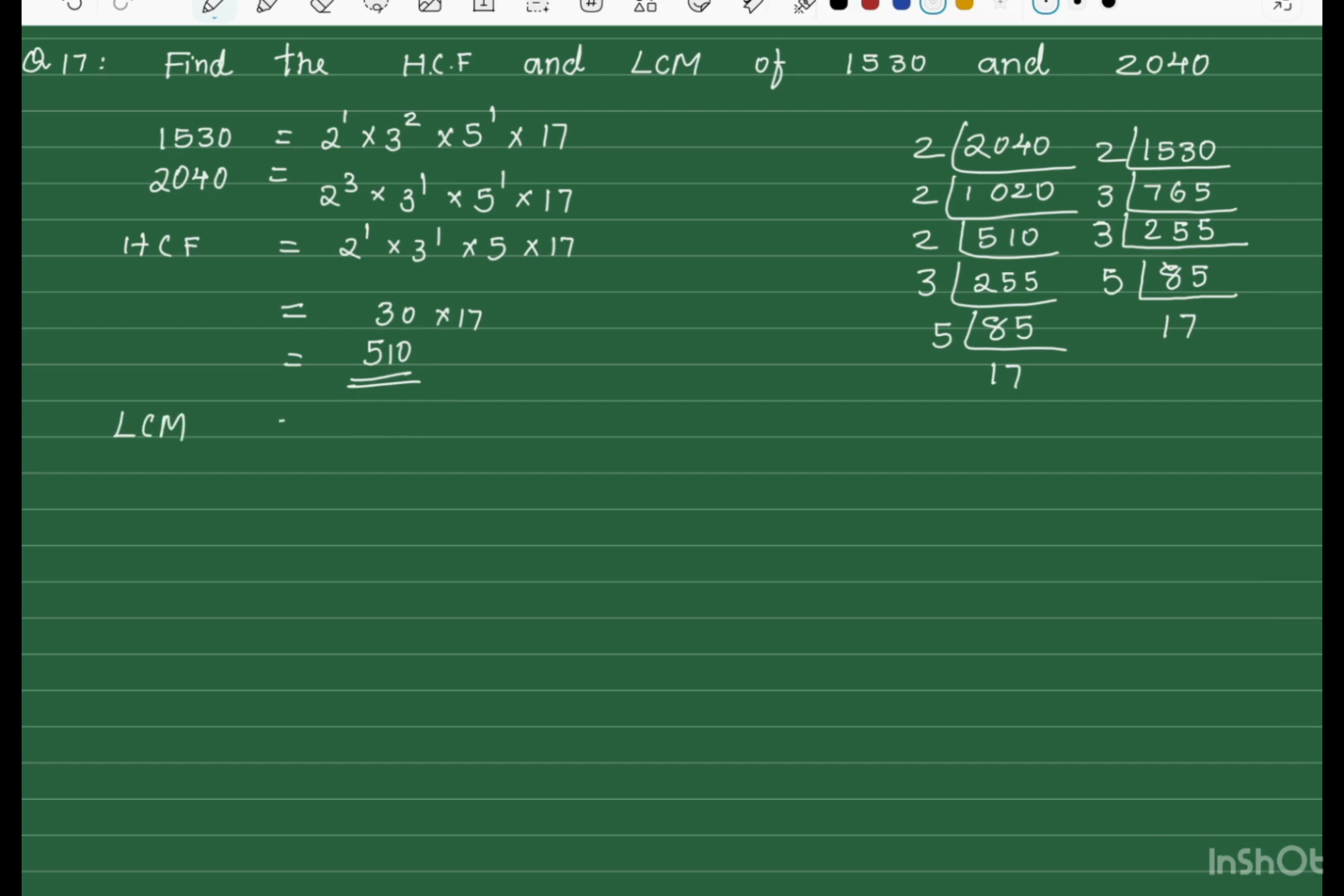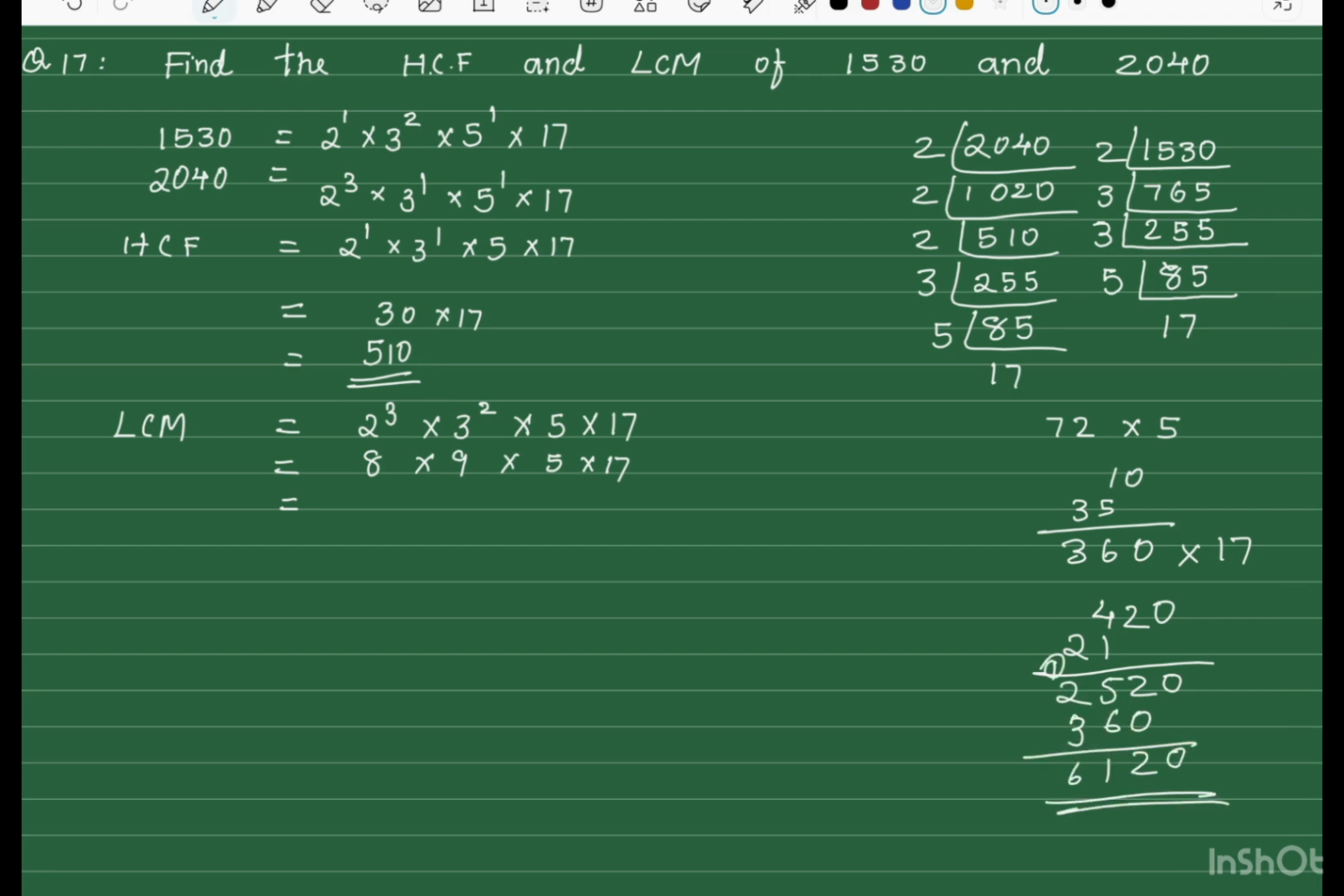Next we have to find LCM. LCM is 2 raised to 3 multiplied by 3 to the power 2 multiplied by 5 and 17, that is equal to 8 into 9 into 5 into 17, that is equal to 6120.